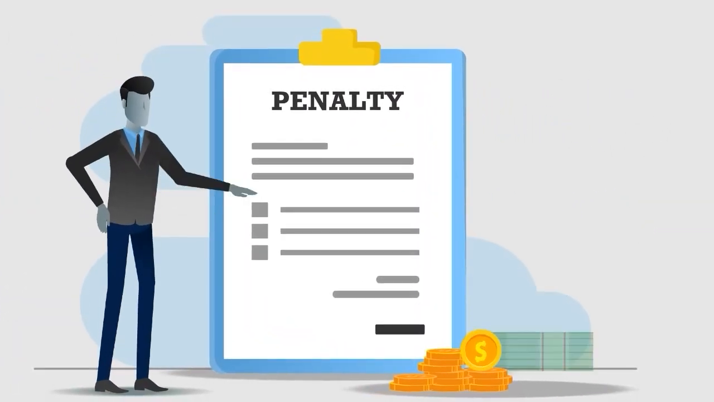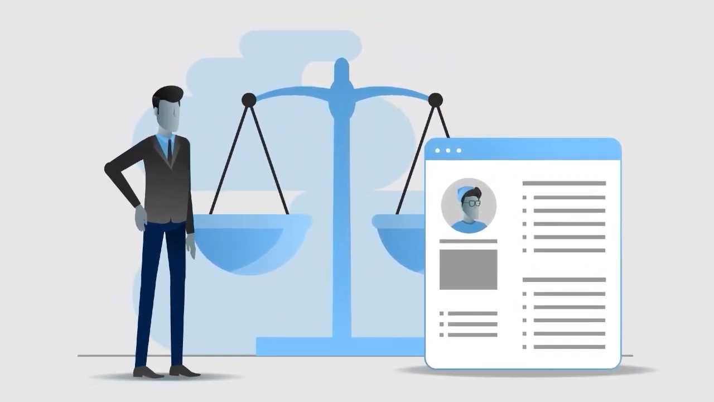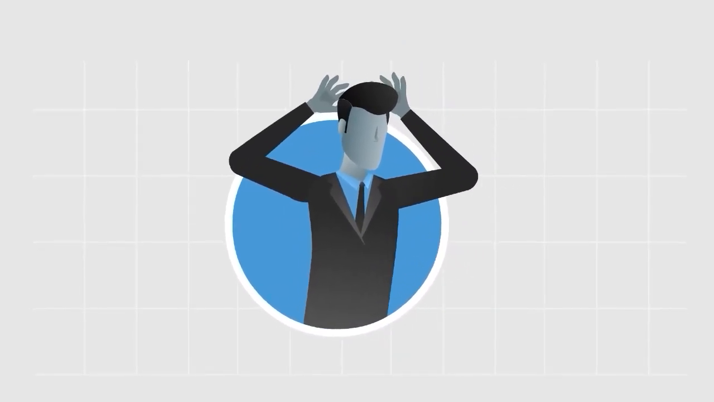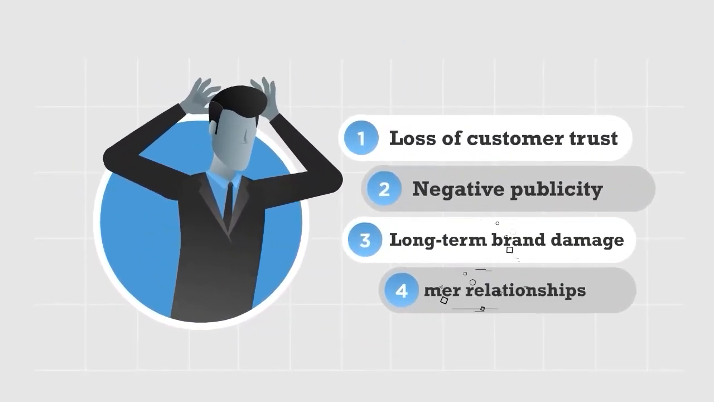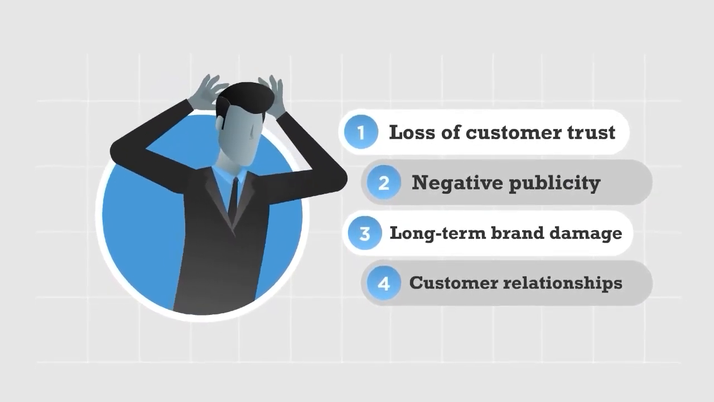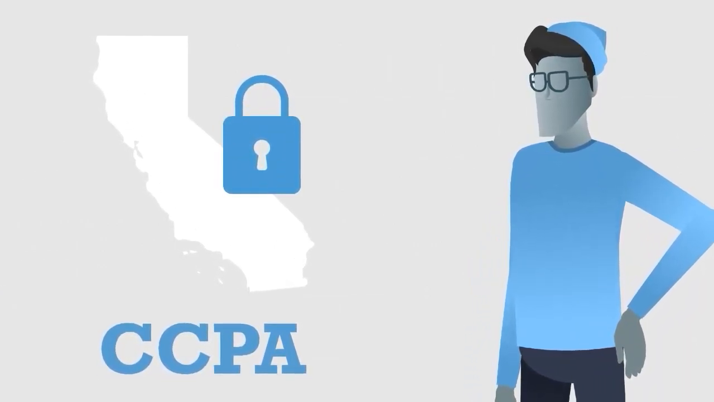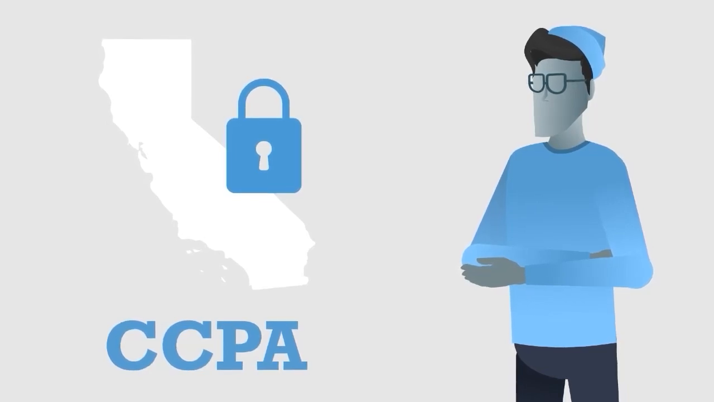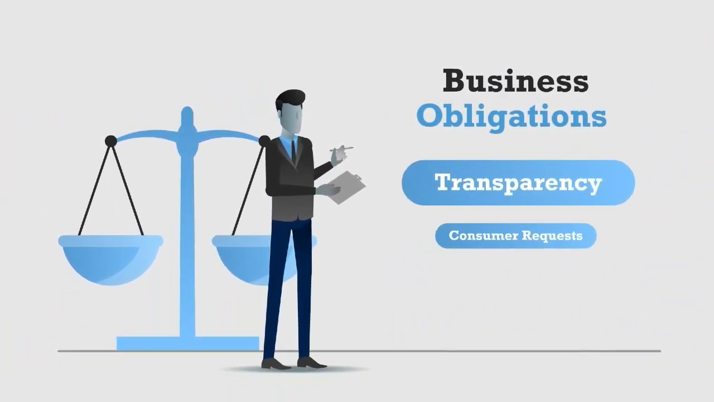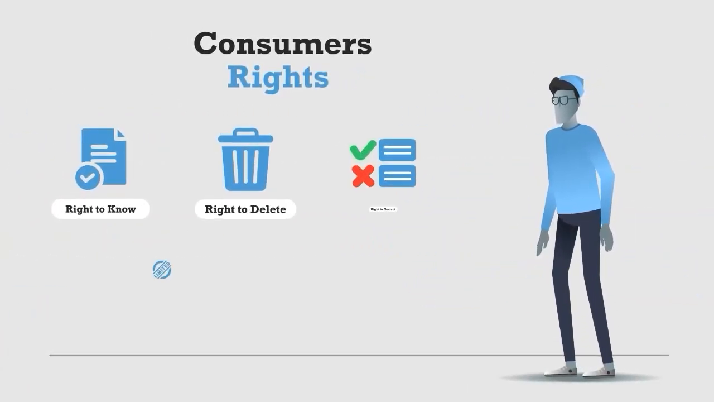Failing to adhere to the CCPA can lead to significant financial penalties and legal complications. Beyond that, it can cause reputational harm, including loss of customer trust, negative publicity, and long-term damage to a company's brand and customer relationships. In summary, the California Consumer Privacy Act represents a significant step forward in protecting consumer privacy. It's essential for businesses to understand their obligations under the law and for consumers to be aware of their rights.